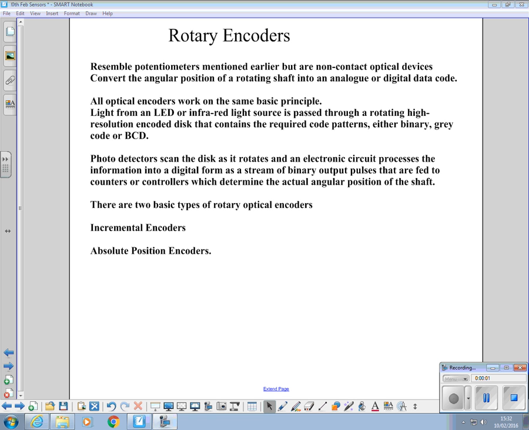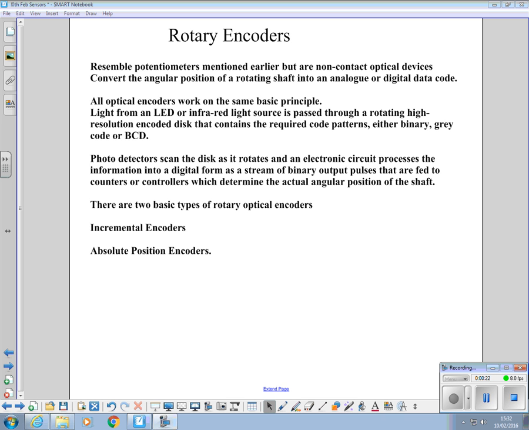Encoders. Sort of resemble potentiometers mentioned earlier, but non-contact optical devices. They convert the angular position of a rotating shaft into an analog or digital data code. All optical encoders work on the same principle.